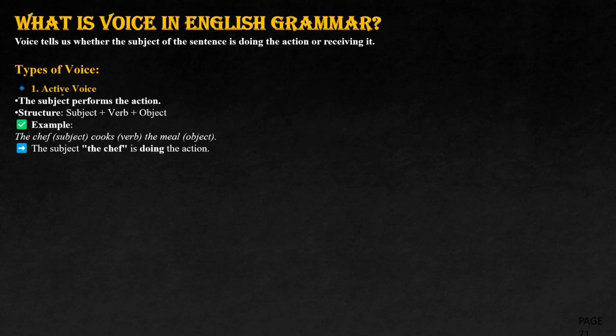When it comes to active voice, what happens here is the subject performs the action. The subject will directly do that action. For example, we have the basic sentence structure, that is subject, verb, object. Now here, the subject, the chef cooks the meal. Okay, who is cooking the meal here? The chef. Remember that. So the action is done by the subject. Remember that.